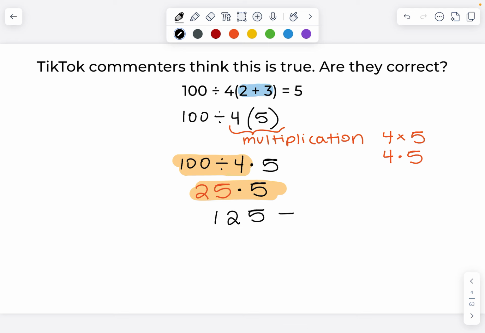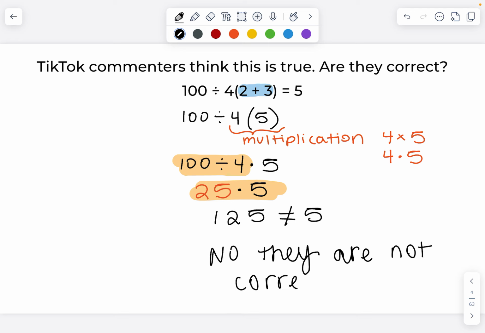So 125 does not equal 5. So no, they are not correct. Okay. I'm going to show you guys why people were getting 5, so that way you can avoid this mistake.